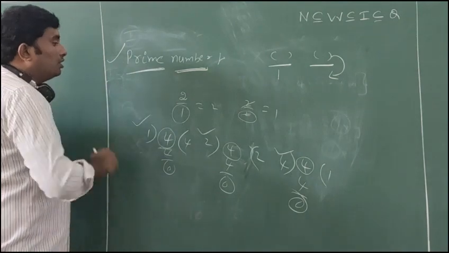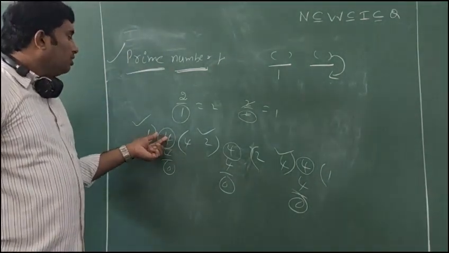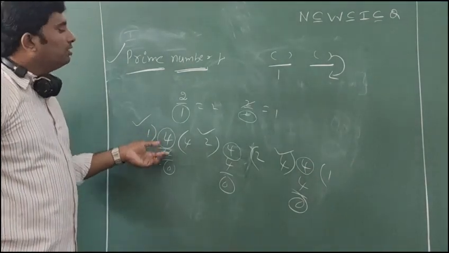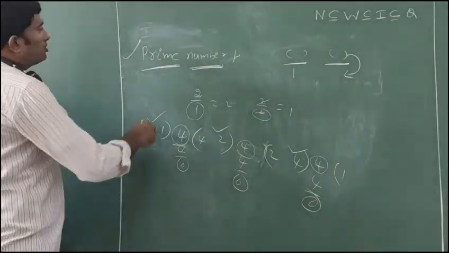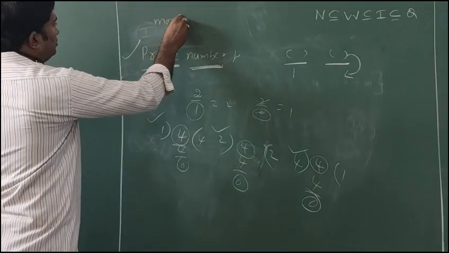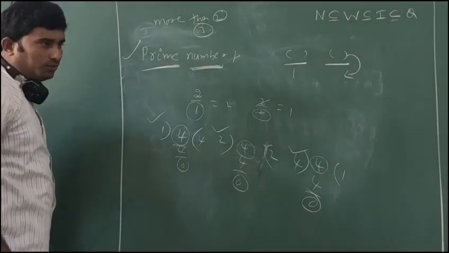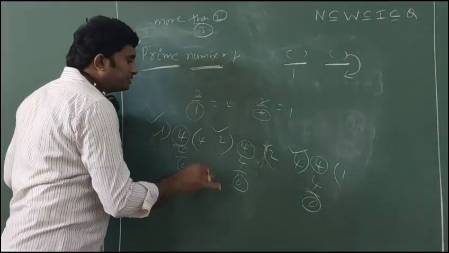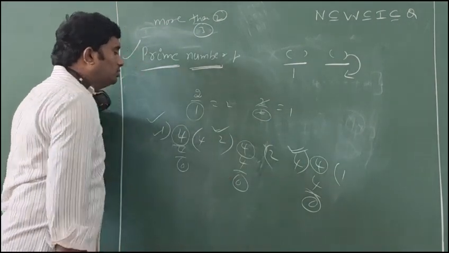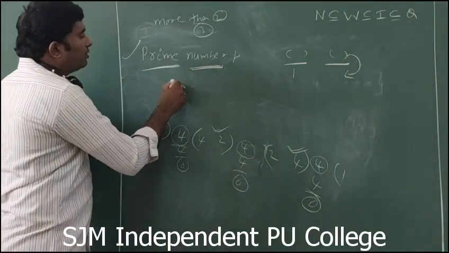The next definition is composite number. So 4 is a composite number. Why? Because the definition of a composite number is a number which has more than two factors. More than 2 means at least 3, or 4, or 5, but at least 3. Here 4 has 3 factors, 1, 2, 4, so 4 is a composite number. After 4, 5.